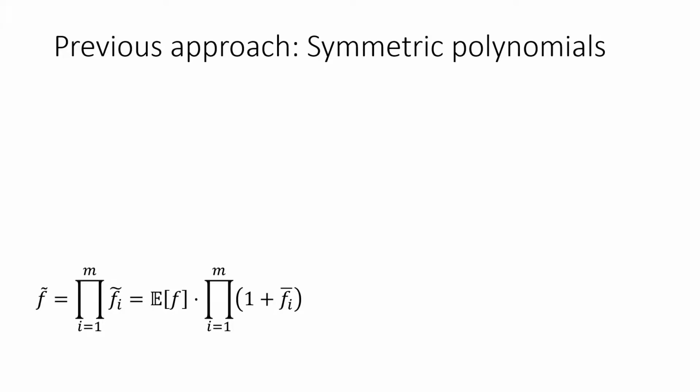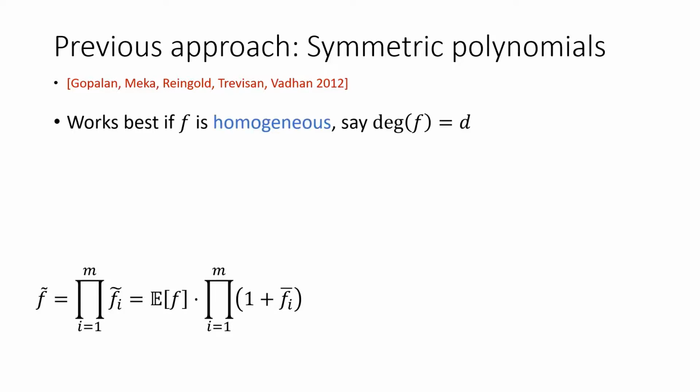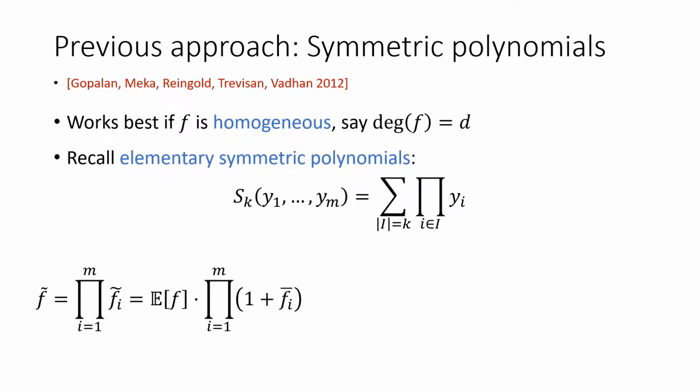To analyze this formula for the bias function, we use an approach based on symmetric polynomials. This approach was introduced by Gopalan, Meka, Reingold, Trevisan, and Vadhan, and it was subsequently used in a couple other papers. The approach works best if f is a homogeneous polynomial. So let's say it's a polynomial of degree d. Recall that the kth elementary symmetric polynomial is denoted sk, and it's defined to be the sum over all k-sets I of the product of the variables with indices in I.